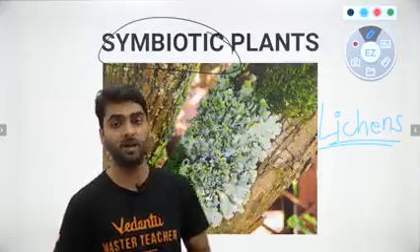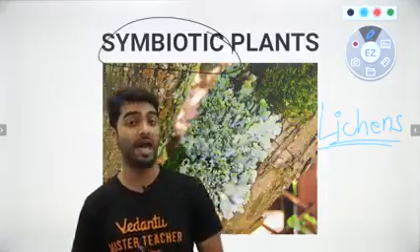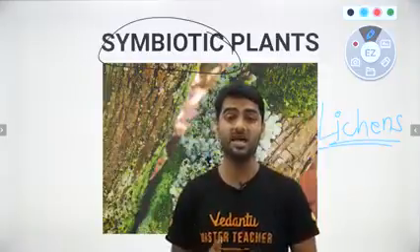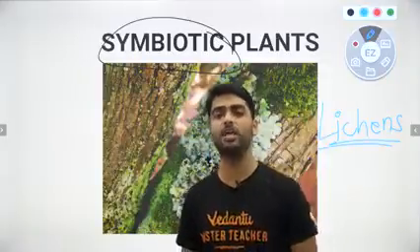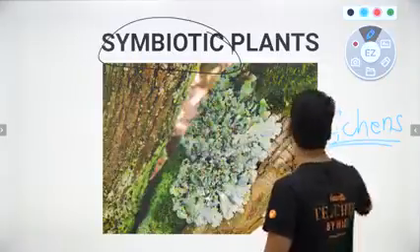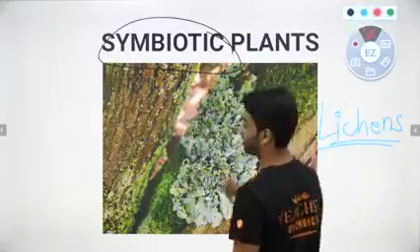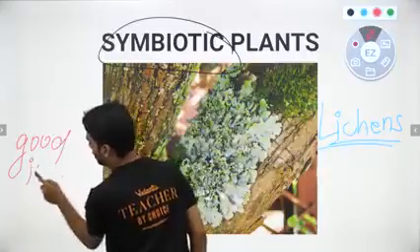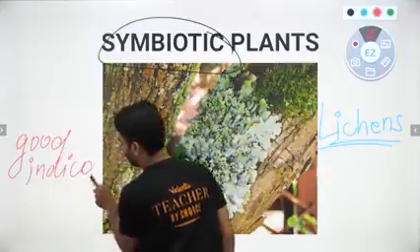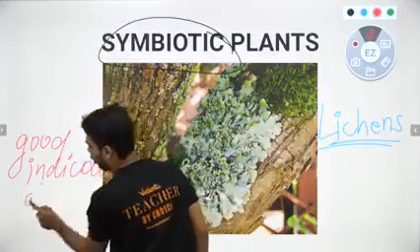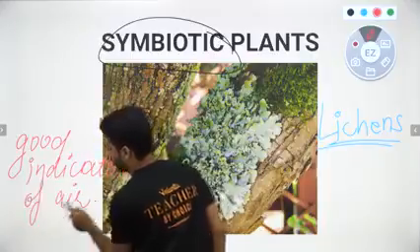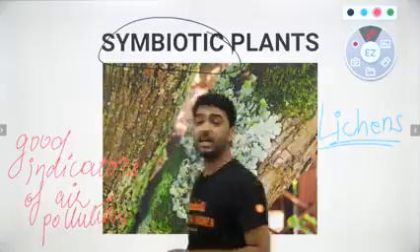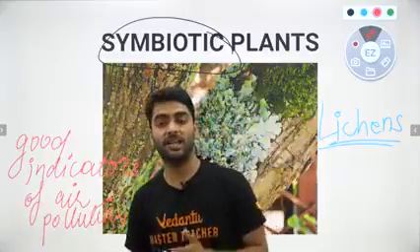A very good example of this is the cities of Delhi and Mumbai and Bangalore, where the air pollution is rising with every passing day, and that is why lichens are reducing. So lichens are very, very good indicators of air pollution. Once again, a very good characteristic feature of lichen is that they are good indicators of air pollution. So guys, in today's class, we learned about autotrophic nutrition, that is photosynthesis.